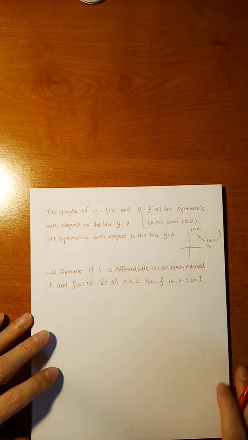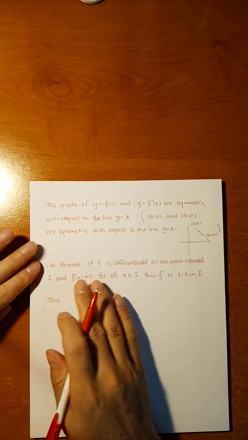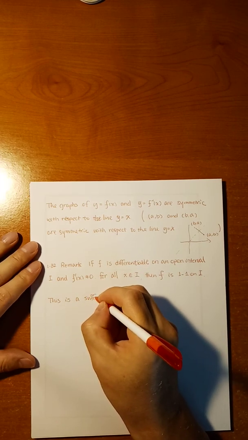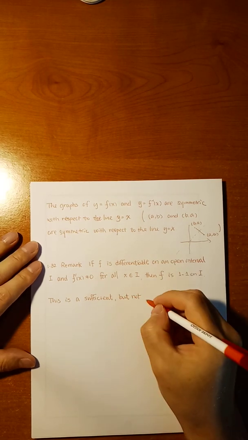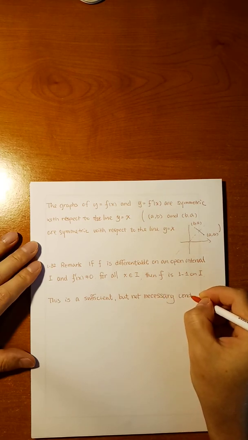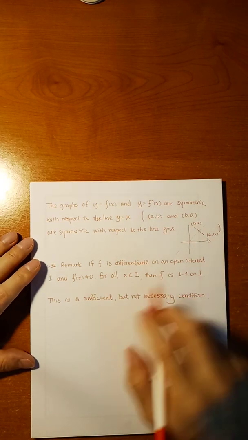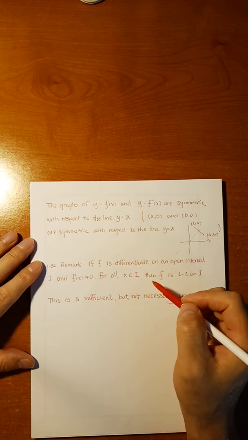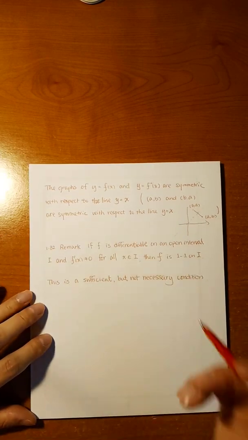Okay. So here I want to say a little remark about this remark. This is a sufficient but not necessary condition. Sufficient and necessary condition, we will say if and only if. And if it's just sufficient, we only mention one direction. The example is the following.